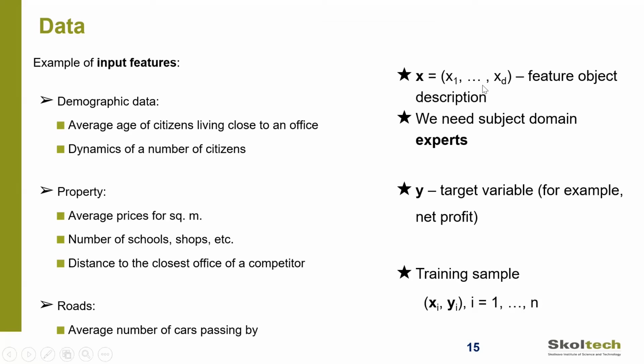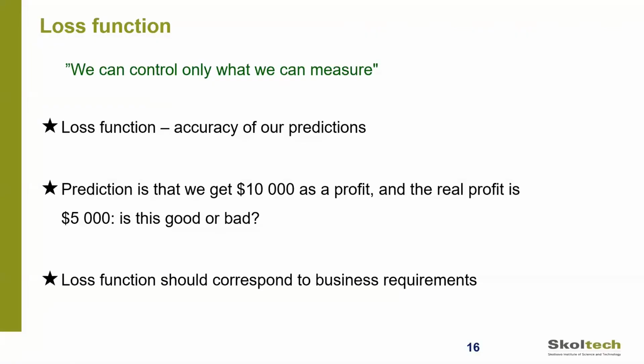All these characteristics are organized in a vector of dimension d, and of course, in order to do this, we involve some subject domain experts. And for offices which are already working, we can estimate their historical profits. So we collect a sample, a training sample of inputs and outputs. This is a sample characterizing historical information about offices which we already have. And besides that, we also need to define a loss function.